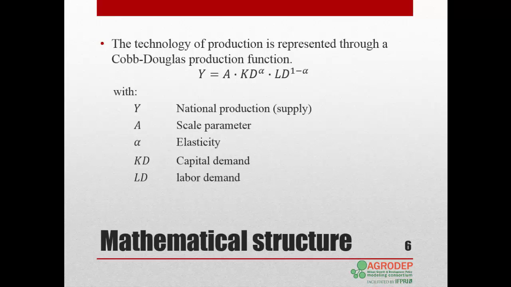In mathematical terms, we represent output Y using a Cobb-Douglas production function as a functional form. We express this function in its simplest form. Y is equal to a constant A times Kd raised to the power alpha times Ld raised to the power 1 minus alpha, where Y is total production, A is a scale parameter, and alpha is an elasticity parameter. Kd and Ld are the demand for capital and labor, both expressed in physical terms.